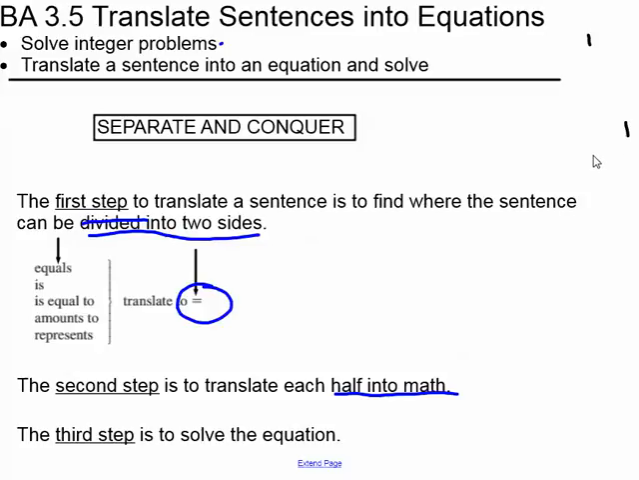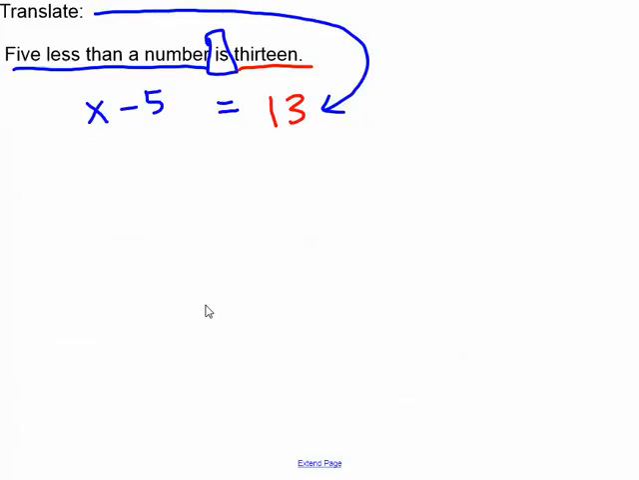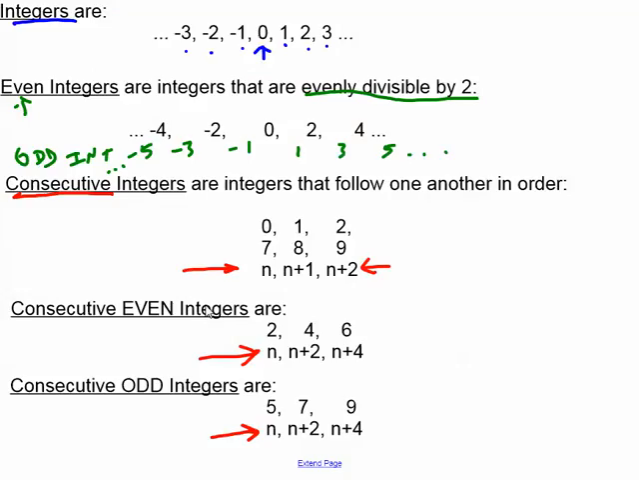Alright, so we are going to do another video here, translating sentences into equations and then solving. If we're going to translate sentences, remember we're going to look for that equal sign. The equal sign separates and conquers that sentence so we can translate a little bit easier. So there's our "is" statement. "Is" is going to be the equal sign. Anytime we see "is," we're going to look for that equal sign.